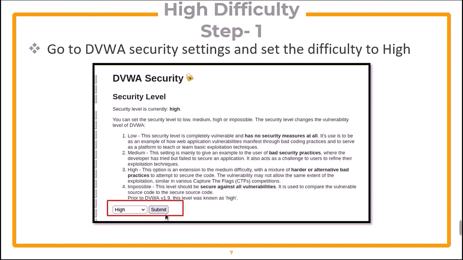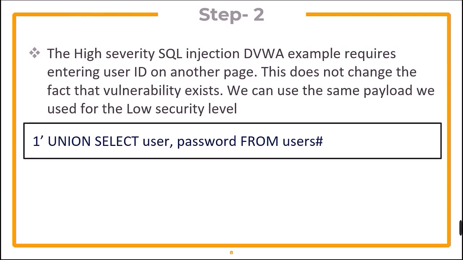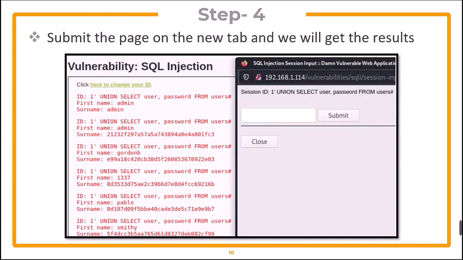Now for high difficulty, go to Settings and set the difficulty to high. The high severity SQL injection example requires entering the user ID on another page. However, this does not change the fact that the vulnerability exists and we can use the same payload which we used for the low security level. Once you open the page, submit the payload on the new tab and you will get the results.